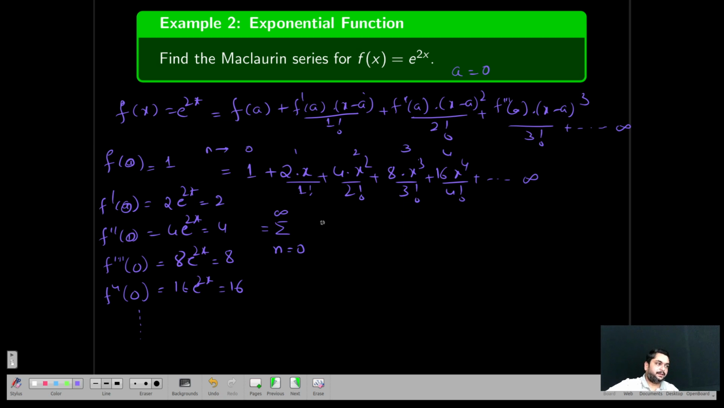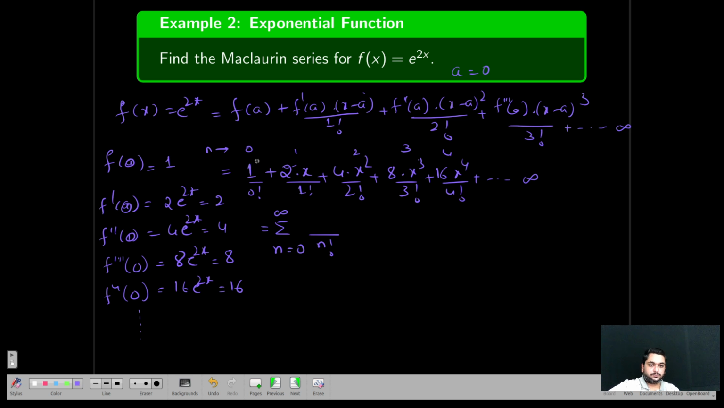So how are they varying? If you see the denominator, put it as 0 factorial, so n factorial. So the denominator is n factorial, right? There are no negative terms, so all are positive, so no need to write minus 1 power something like that. Now, how is n varying with this?